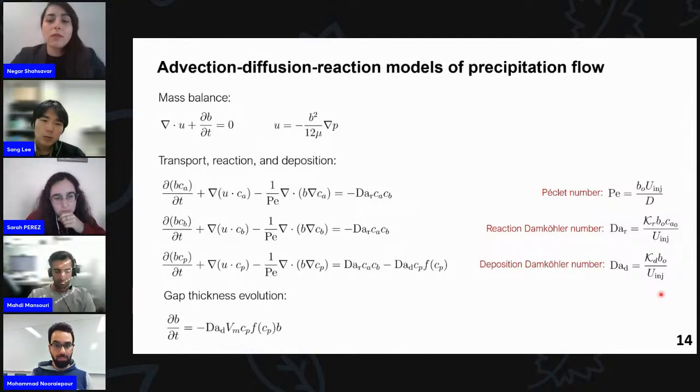So we solve the three blocks of equations sequentially in our model, and we have the same boundary conditions as in the experiment. So we have constant injection rate at the center of the cell, and we have open flow boundaries at the perimeter of the cell.